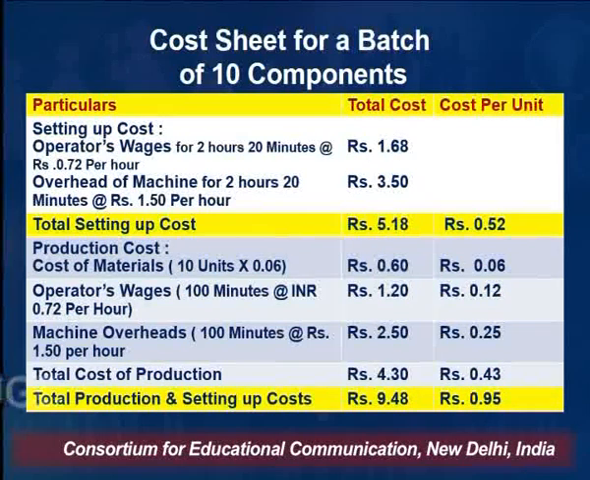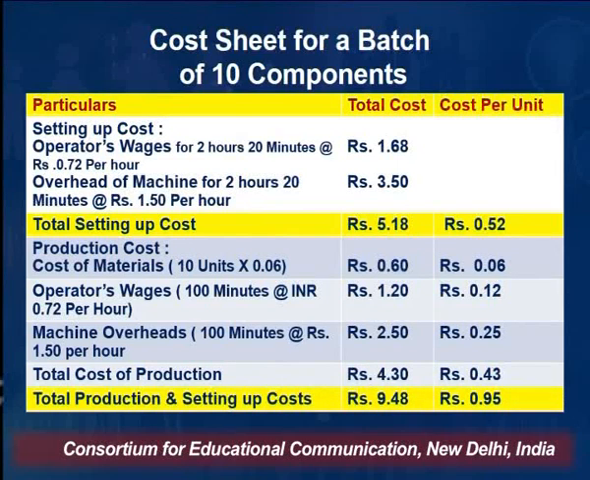The same will follow for the machine overheads also. 100 minutes we are having in hand and 1.50 per hour. So machine overhead is going to be, the total cost should be rupees 2.50. And if we aggregate this entire cost, total cost of production comes to be 4 rupees and 30 paisa. 2.50, 1.20 and 0.60. So this is going to be my total cost, right?